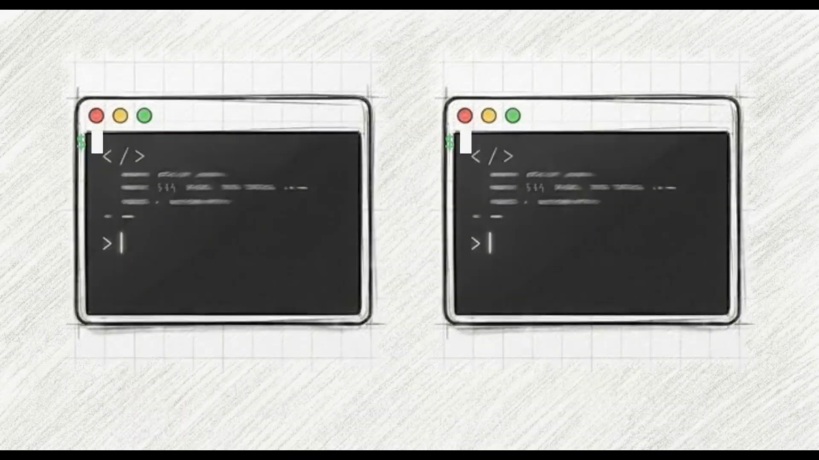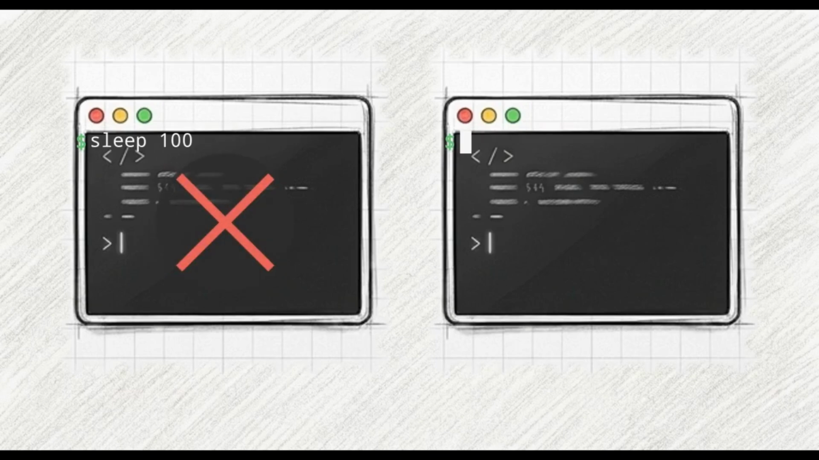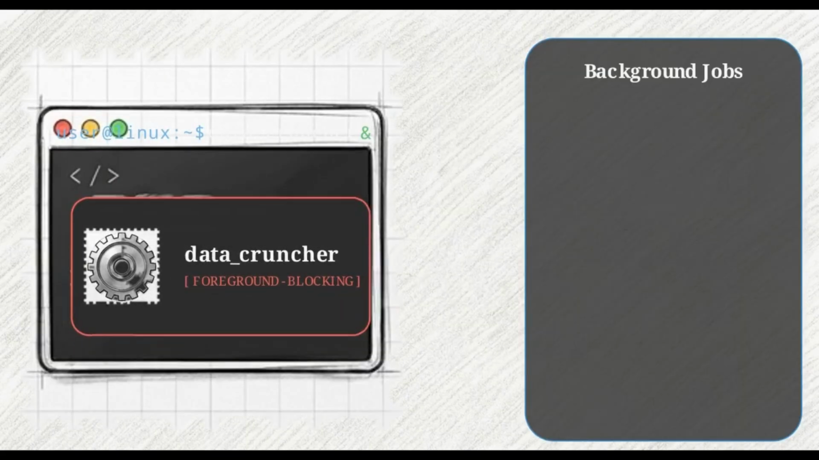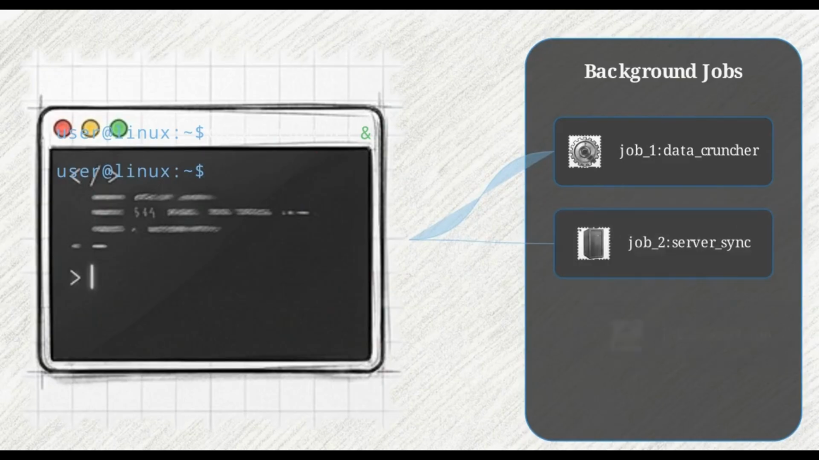You will frequently run into situations where you execute a command and your terminal completely locks up. You can't type anything new because that specific task is occupying the foreground. This split view shows the solution. By simply adding an ampersand to the very end of your command, you send that execution to the background, immediately returning your prompt so you can keep working. Understanding how to manage this hierarchy and push long tasks to the background prevents terminal lockouts and lets you multitask effectively in a single session.